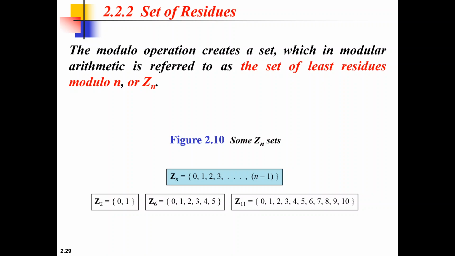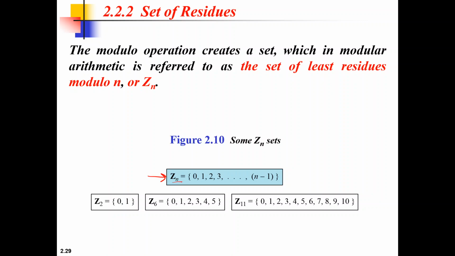The modulo operation creates a set which in modular arithmetic is referred to as the set of least residues modulo n, denoted by capital Z suffix n. So what is the meaning of this? Look at this particular equation.